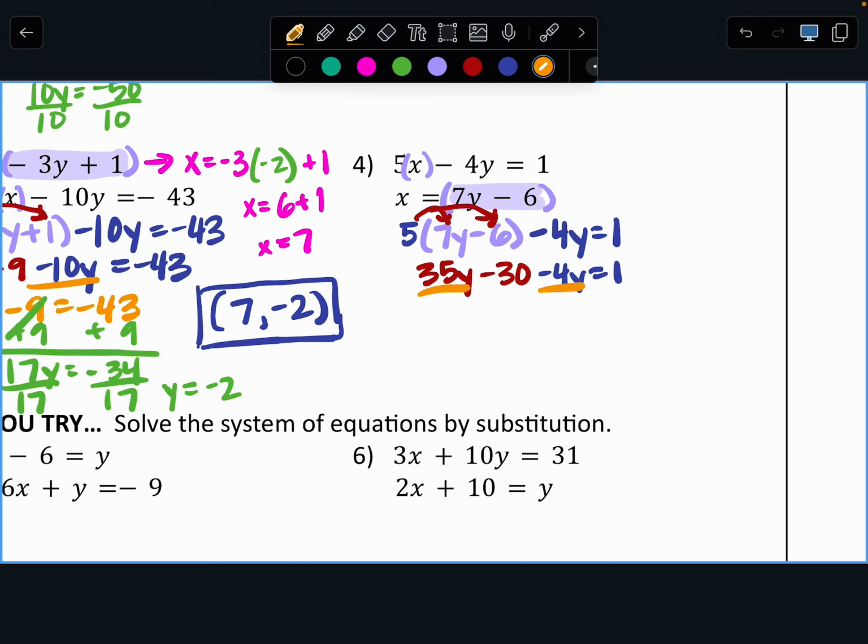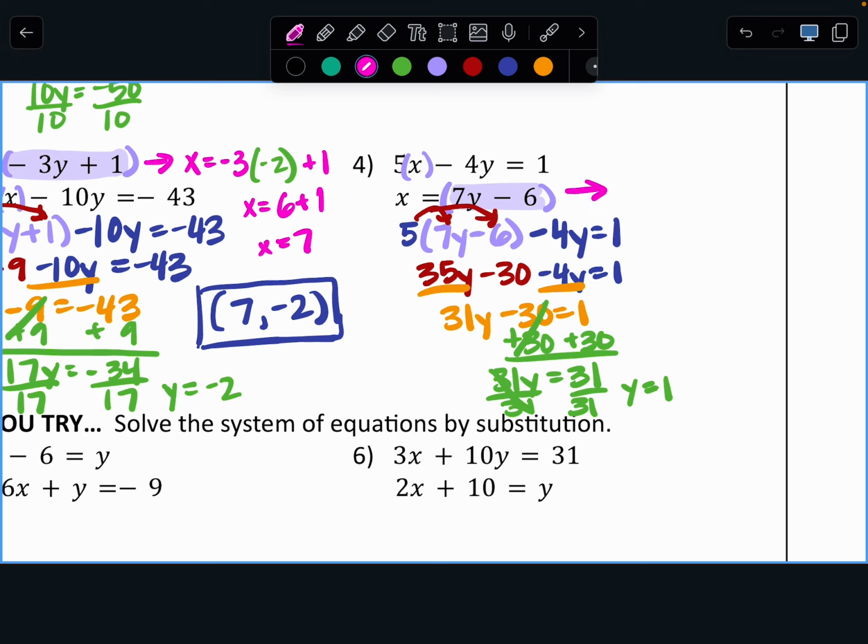Combine like terms. We have 31y minus 30 equals 1. Add 30 and then divide by 31. So y equals 1. I'm going to substitute this into the second equation. You can pick either one. 7 times 1 minus 6. So this is going to end up being x equals 1.